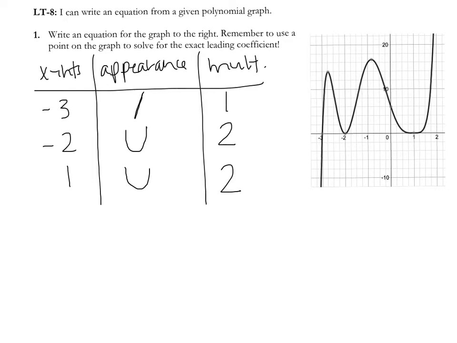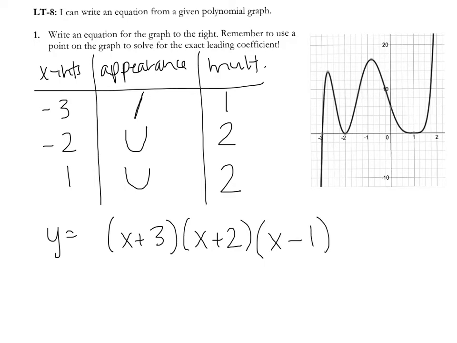Okay. Now let's take that information and start to put it into an equation. If I have an x-intercept of -3, that means I need to have had a factor of x plus 3 in my equation. If I have an x-intercept of -2, that means I must have had an x plus 2 in my equation. And if I have an x-intercept of 1, that means I must have had a factor of x minus 1 in my equation.